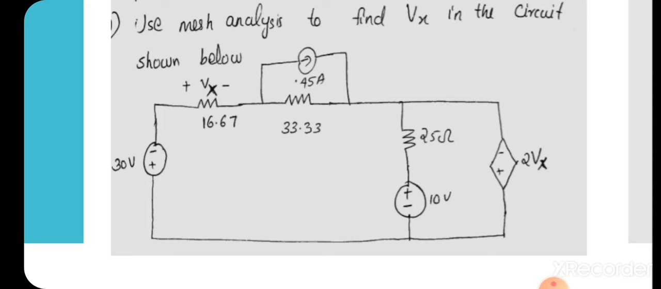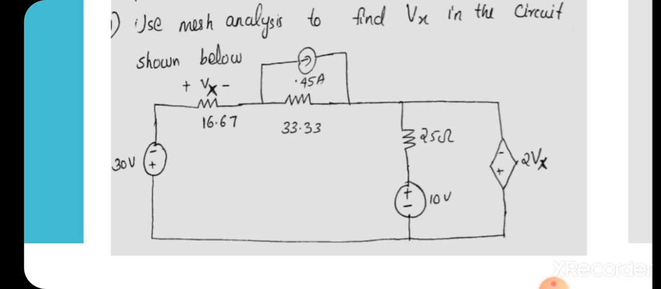Look at the circuit. The circuit contains a 30-volt battery and a resistor whose value is 16.67 ohm, and it is shown that the potential drop across the resistor is Vx, with its sign marked. Then there is a 33.33 ohm resistor, and a current source of 4.45 ampere is connected in parallel to that resistor. Again there is a 25 ohm resistor, and a 10 volt voltage source is connected in series with the 25 ohm resistor, and there is another source. What is that source?